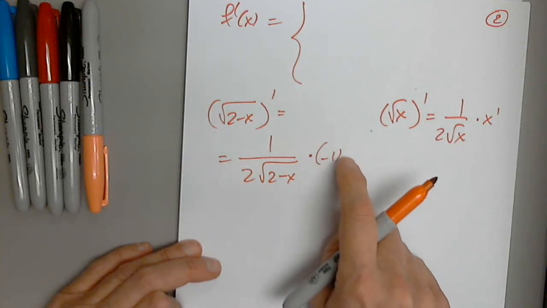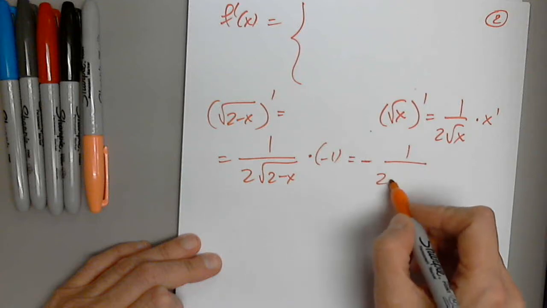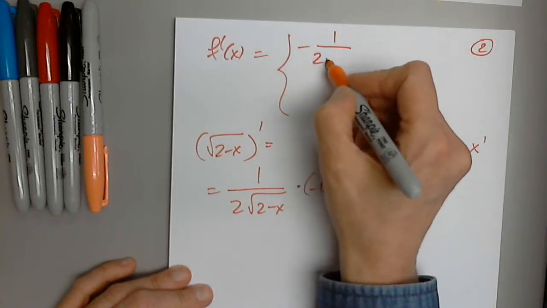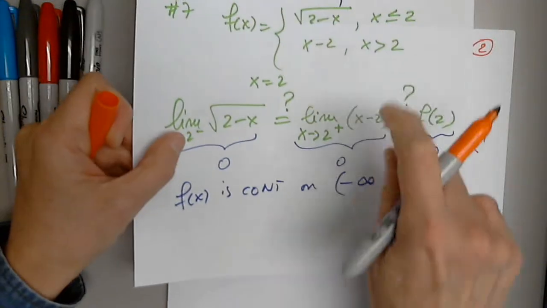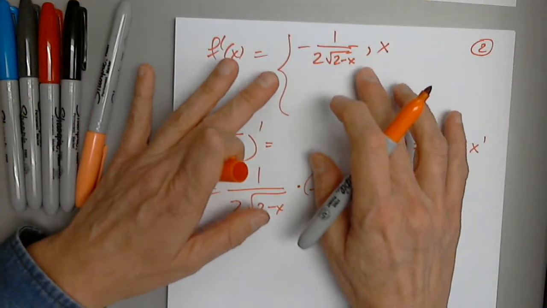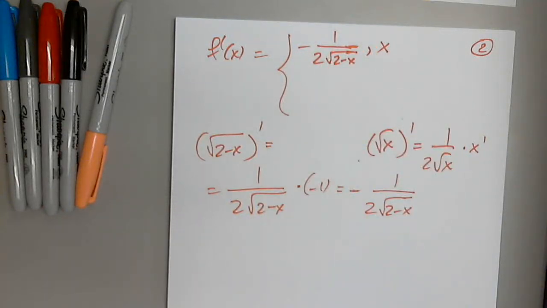Do you all agree with this? Yes? So it's negative 1 over 2 the square root of 2 minus x. Can I write x less than or equal to 2? Look at what I just determined. Look at this function and say, yes, you can write x less than or equal to 2, or no, you cannot. I cannot write x less than or equal to 2, but what can I write?